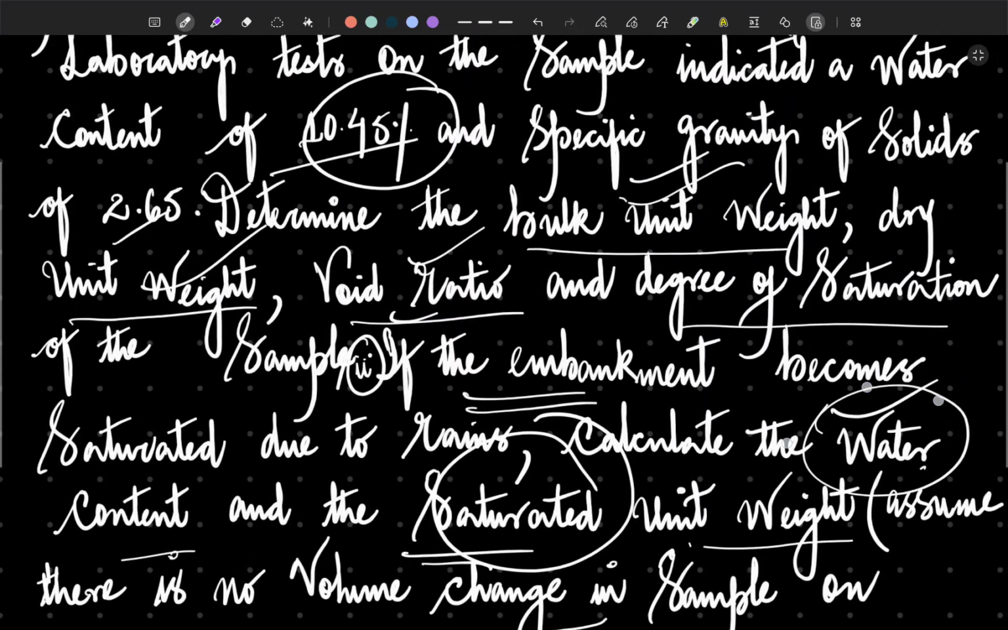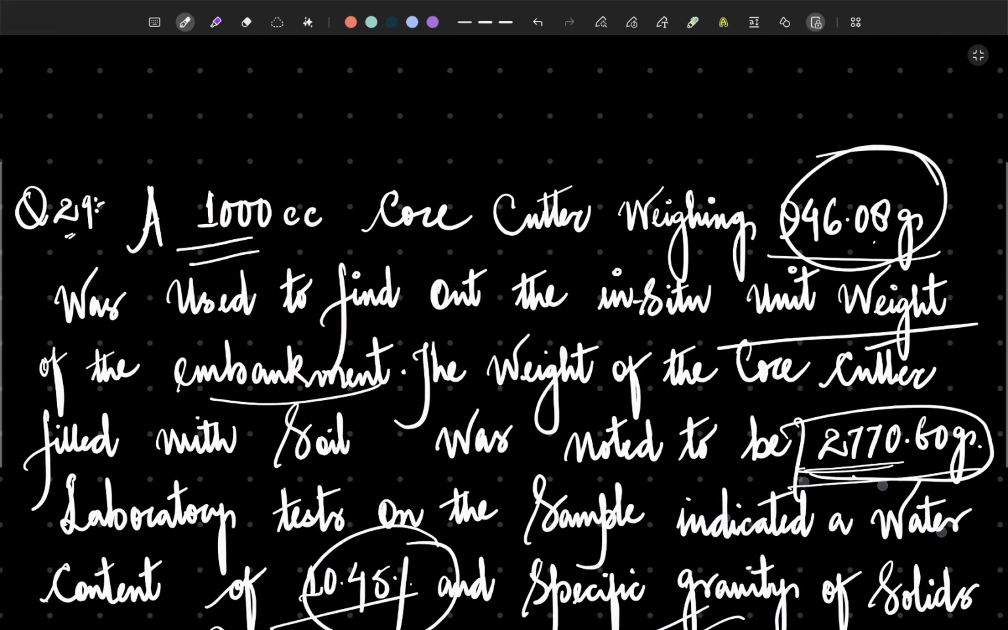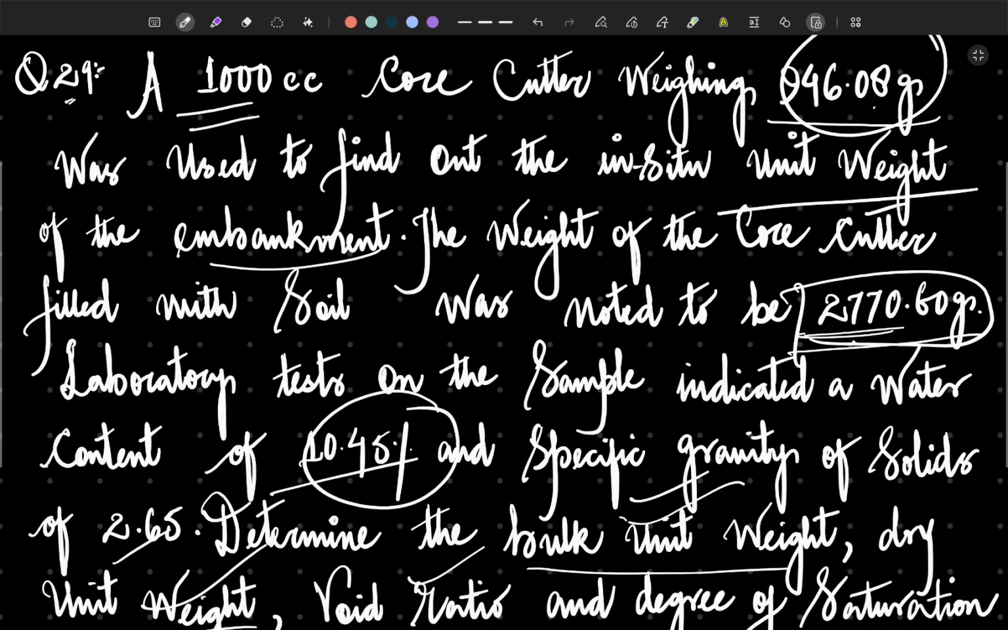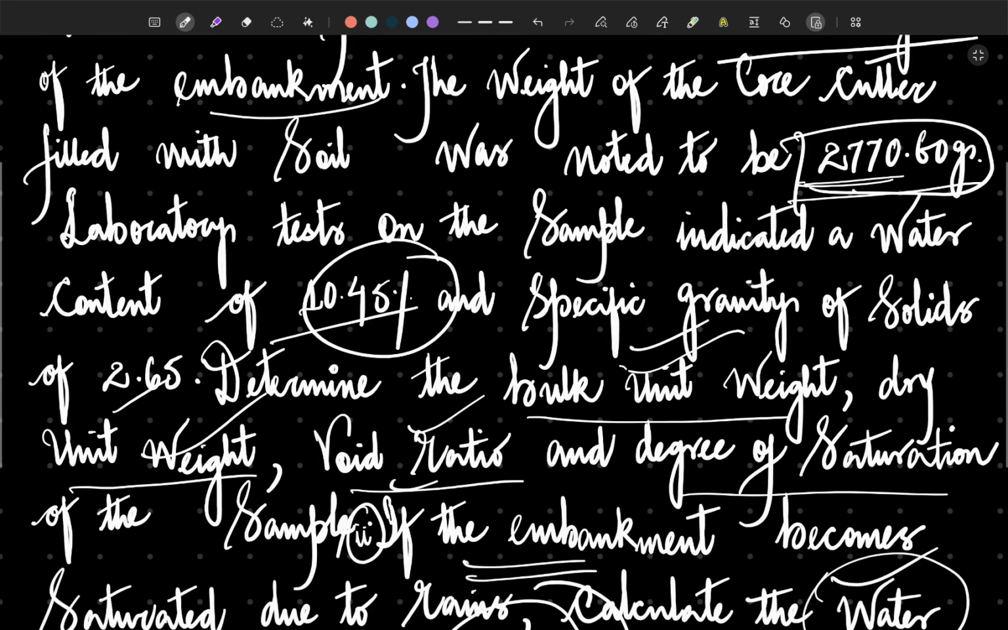All right. So this was the question based on the data taken from the core cutter test. A 1000 cc core cutter was taken to find the in situ unit weight of the embankment. That's how we arrived at all the parameters, and that's how we completed this question.